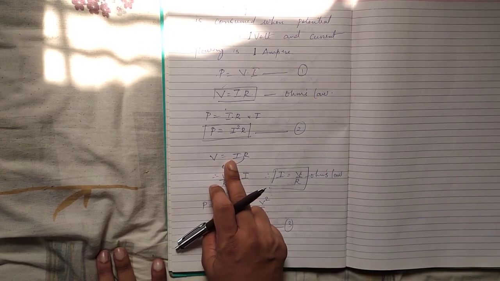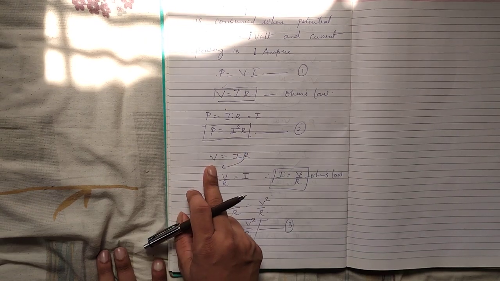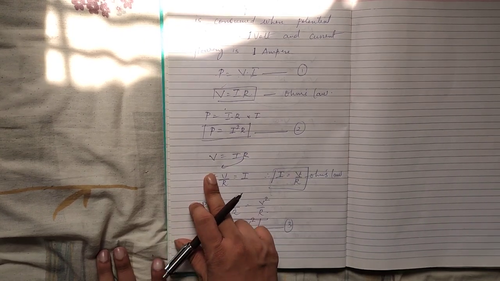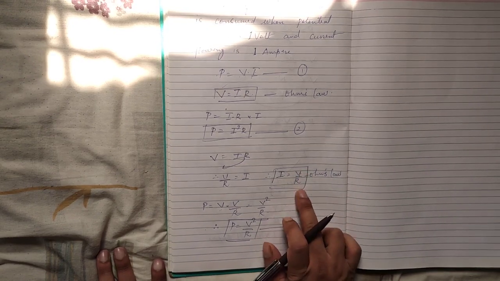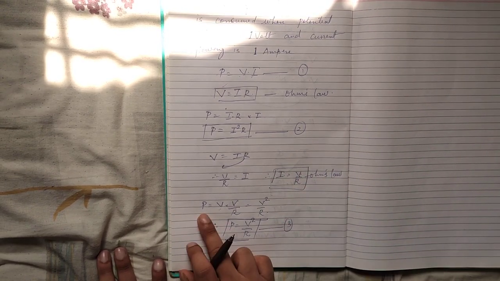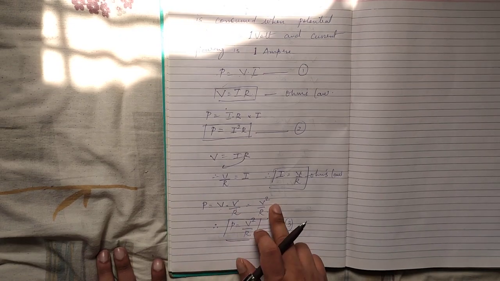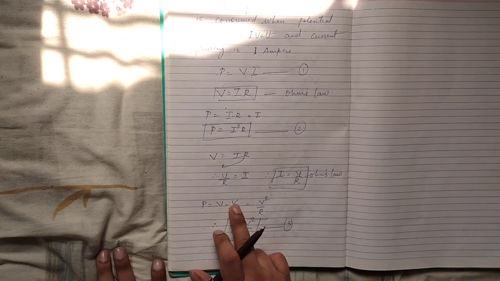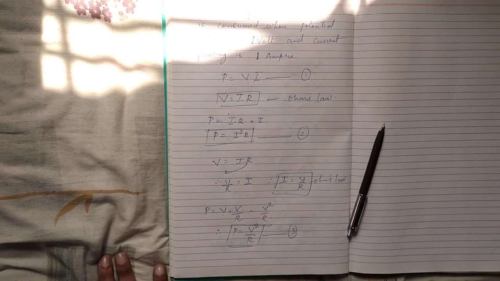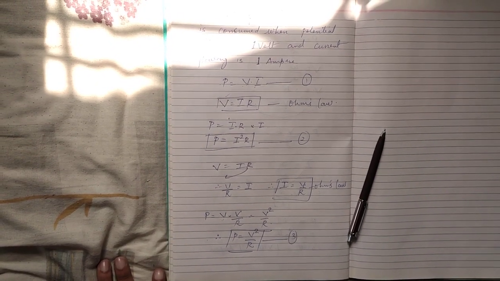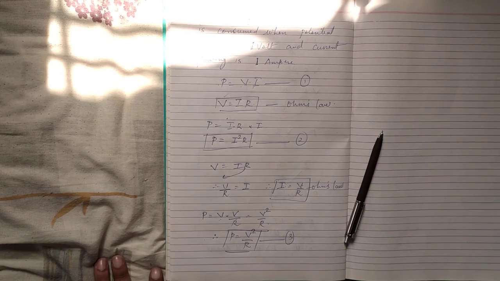We need to find the value of current I. So R is taken in cross multiplication on the other side of the equation. So V by R becomes I. Therefore I is equal to V by R, Ohm's law, and P is equal to V square by R: V into V by R becomes V square by R. Therefore power P is equal to V square by R. I hope it is understood to all of the students.